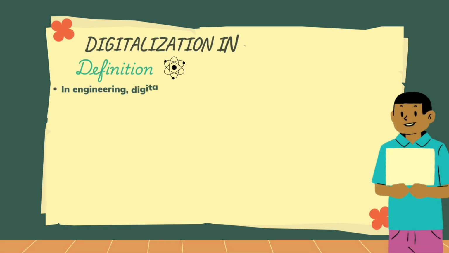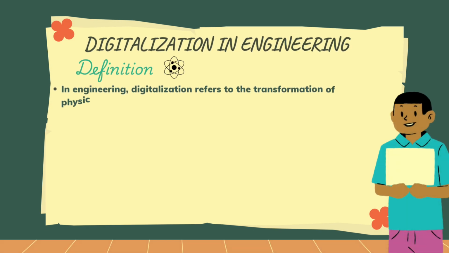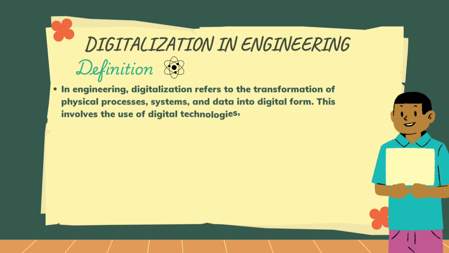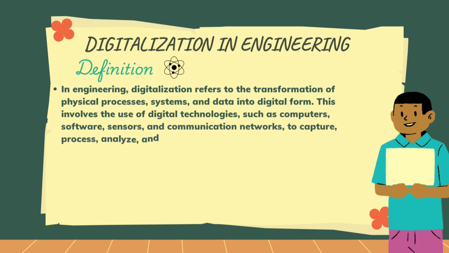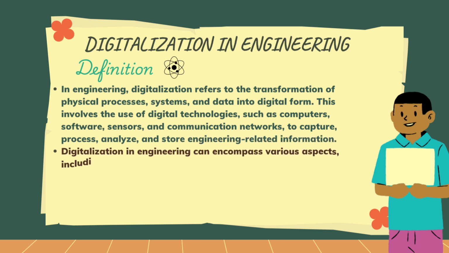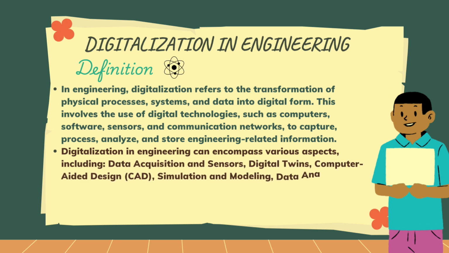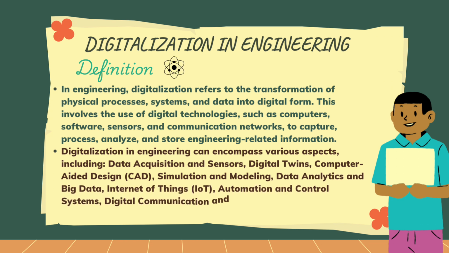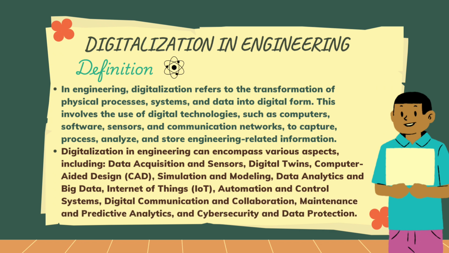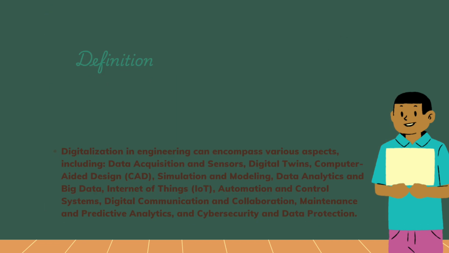What is digitalization in engineering? It refers to the transformation of physical processes, systems, and data into digital form. This involves the use of digital technologies such as computers, software, sensors, and communication networks to capture, process, analyze, and store engineering-related information. It can encompass various aspects such as data acquisition and sensors, digital twins, computer-aided design, simulation and modeling, data analytics and big data, Internet of Things, automation and control systems, digital communication and collaboration, maintenance and predictive analytics, and also cybersecurity and data protection.